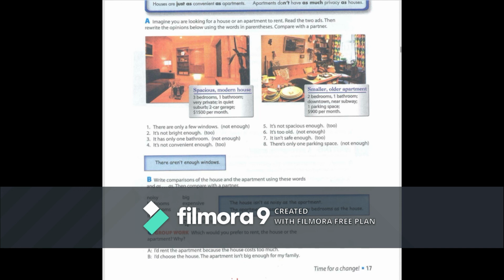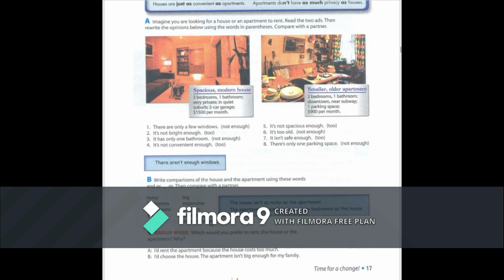Convenient, the same thing. And the last one, the parking spaces, is going to be different, because all of these were adjectives. Spacious, private, big, expensive, modern, and convenient are all adjectives. So we put isn't as or is as or just as. If they're the same, I put just as...as, or if they're different, I say isn't as.